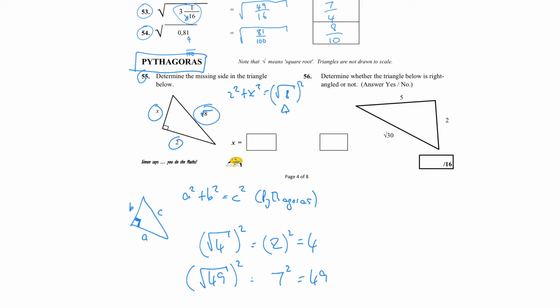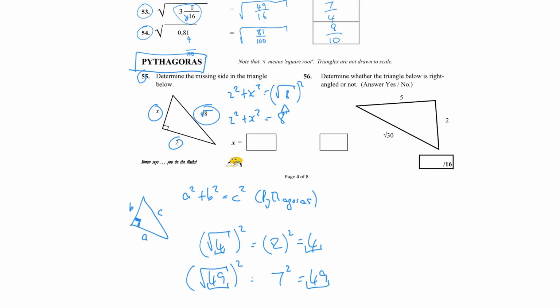Notice how, in this case, we had the square root of 4, all squared just gave us 4. Square root of 49, all squared is 49. So in this case, what's the square root of 8? That squared is just going to be 8. So 2 squared plus x squared gives us 8.